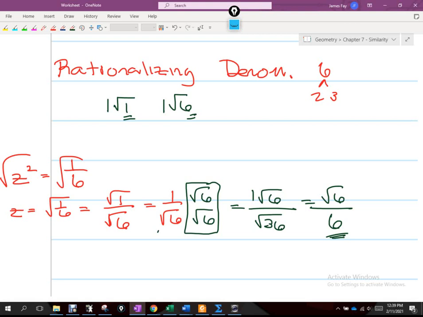Now you can see that as you do enough of those, you might recognize that there are particular patterns that occur that would allow you to maybe skip over some of that multiplication, but that is the general way that you rationalize a denominator. Okay.